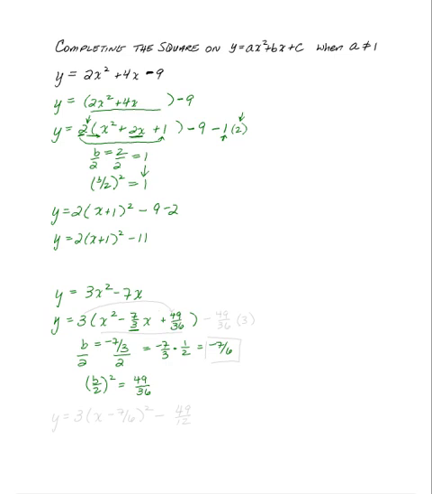If I add it inside the parentheses, I need to subtract it on the outside of the parentheses so that the equation stays balanced. But remember, this 3 will multiply this one, so we need a 3 multiplying the one we're subtracting as well. All right, so now if we go ahead and factor that, we need to factor x squared minus 7/3 x plus 49/36.